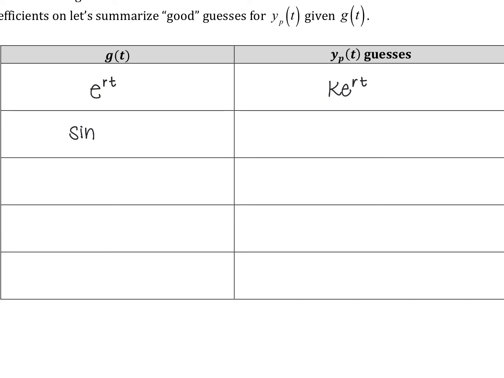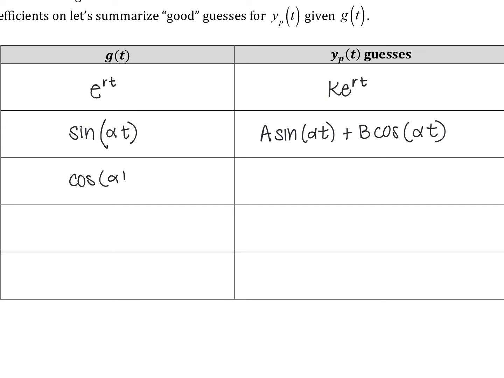Okay. So when we have a sine of some alpha t, yeah, let's do alpha t. Remember we said that we would have to multiply by some constant, a sine alpha t, plus b cosine alpha t. Now we didn't talk about cosine. What do you think about if it was just cosine alpha t? Well, it's influenced by the constant, so it'd be the same.